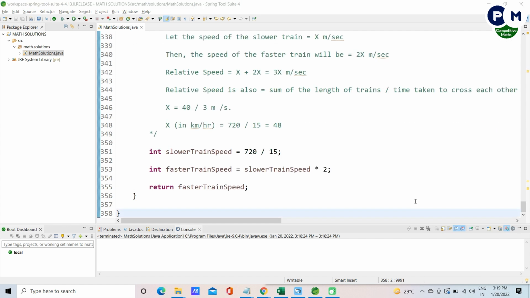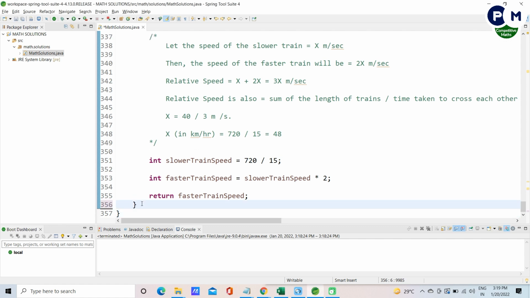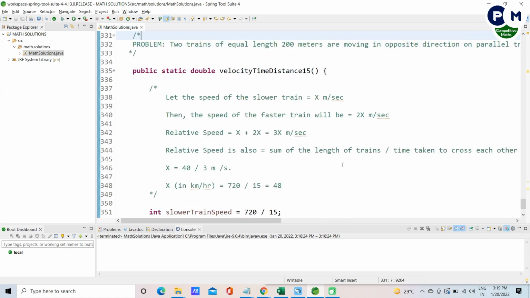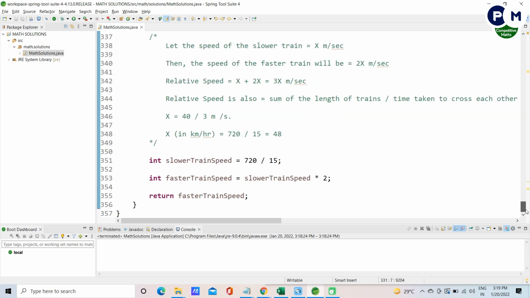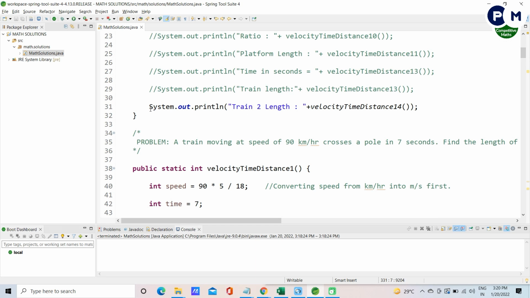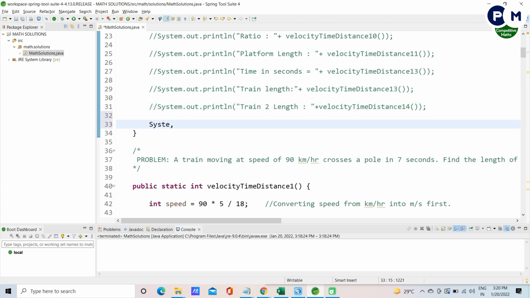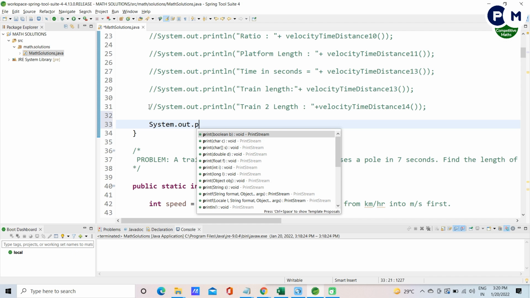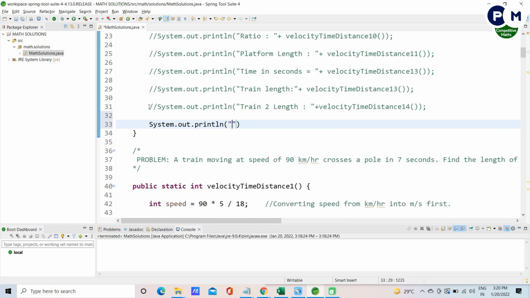Relative speed is also equal to the sum of the lengths of the trains by the time taken to cross each other, which equals 400 by 10, which is 40. x equals 40 by 3 meters per second. x in kilometers per hour equals 720 by 15, which is 48. Next, the faster train speed becomes twice the slower train's velocity. The last step is to return the faster train speed. Here I am printing the time by calling the velocity time distance method.